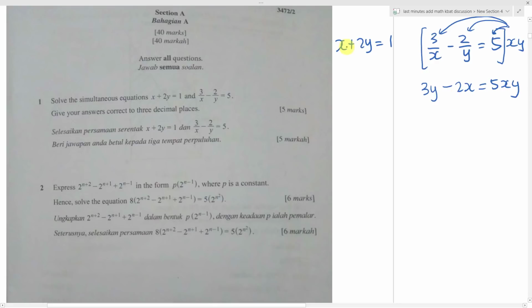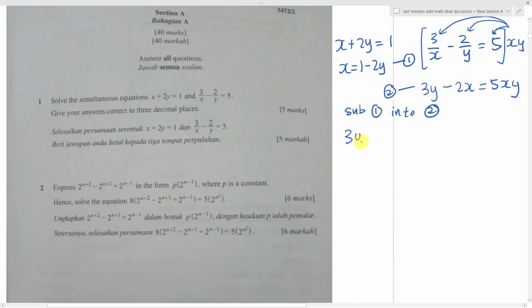Over here, if you ask whether to make x or y the subject, I will choose x, because I have 2y. If I make y the subject, I will have a fraction divided by 2, which is not what I want. I try to make my equation look as simple as possible. So I will make x the subject, which is 1 minus 2y. I'm going to call this the first equation, and the other my second equation, and then I will substitute the first equation into the second equation.